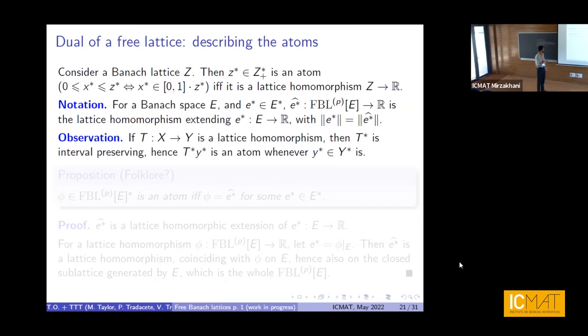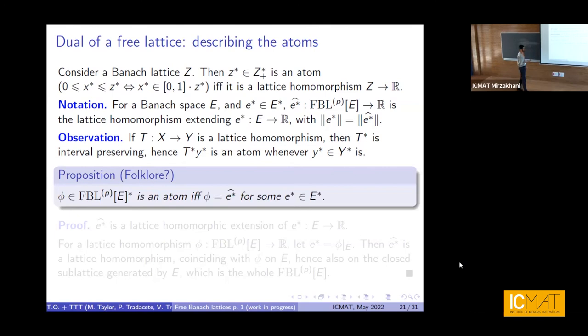This is not free Banach lattice folklore. This is still a common observation that if we have a lattice homomorphism T from X to Y, where X and Y are Banach lattices, then its dual T star is interval preserving. And therefore, the image of an atom is once again an atom. And this is why the study of atoms in the dual of a Banach lattice is so essential.